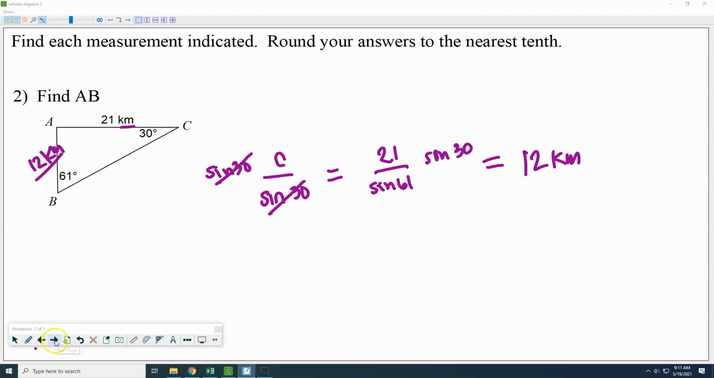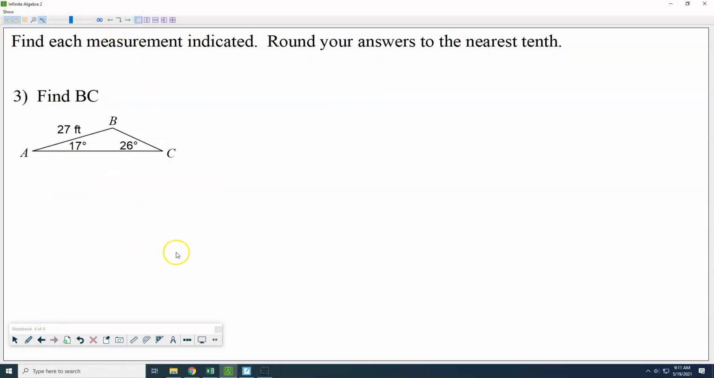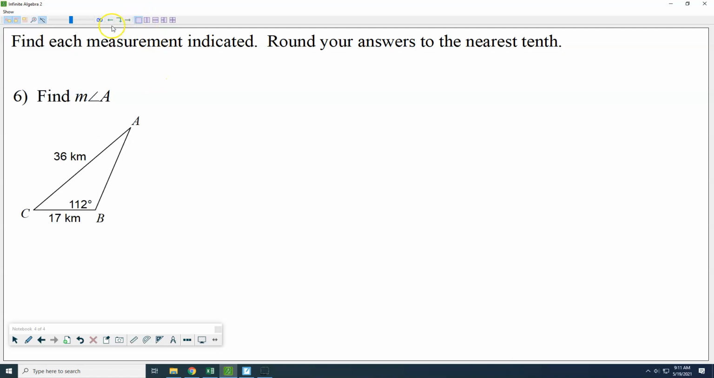All right, let's try another one. Okay, so we have, again, a side length. Actually, let's go ahead and go forward till we find one with an angle. There we go. So we want to find the measure of angle A.